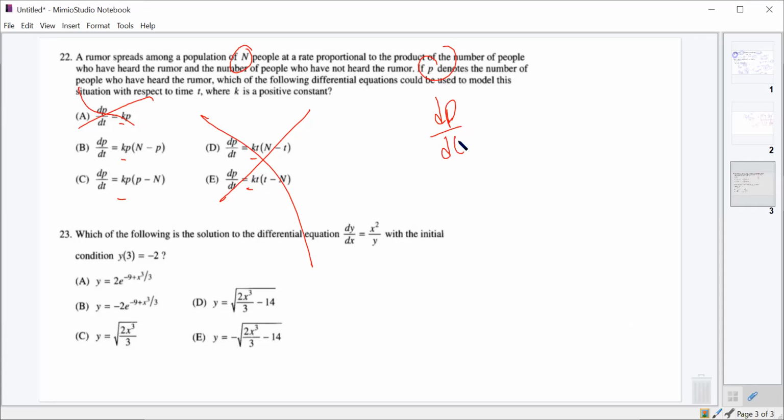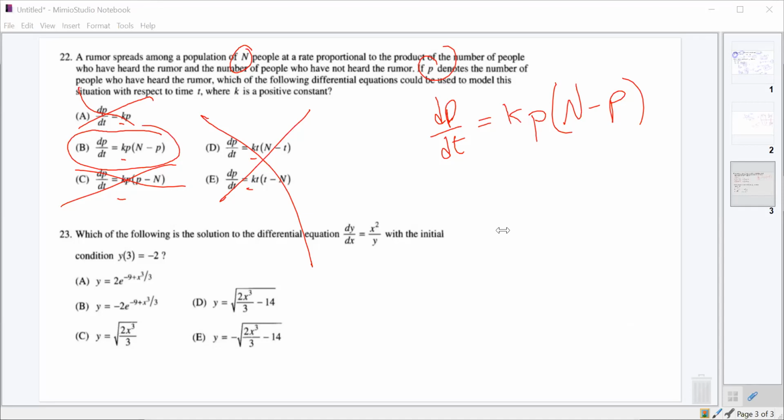And so the rate of change of the number of people that have heard the rumor should be that constant of proportionality. And then it should be the product of the people who have heard the rumor, which is P, times the people who have not heard the rumor. And the people who have not heard the rumor is all the people minus the people that have. Not the people that have minus all the people, which is what choice C is. Does that make sense there for 22? Any questions there on 22?